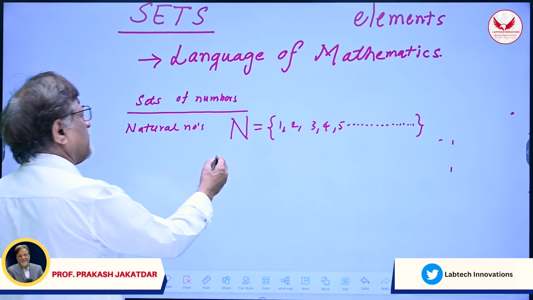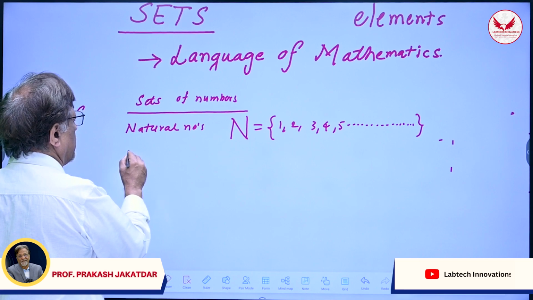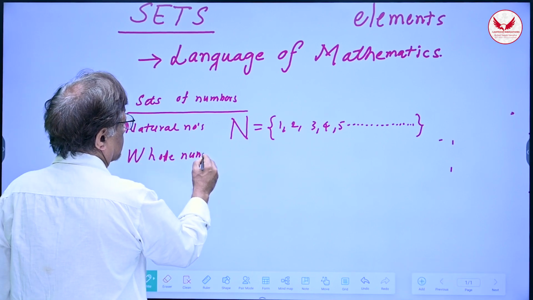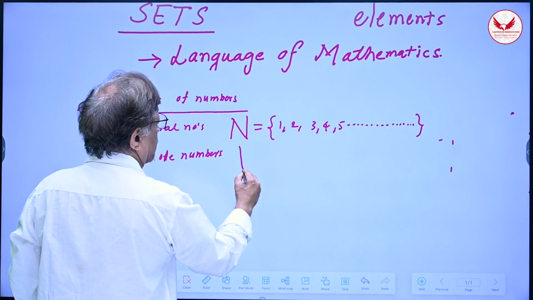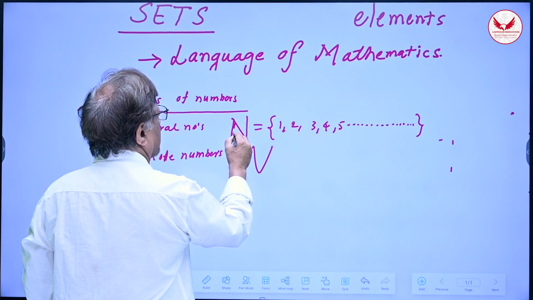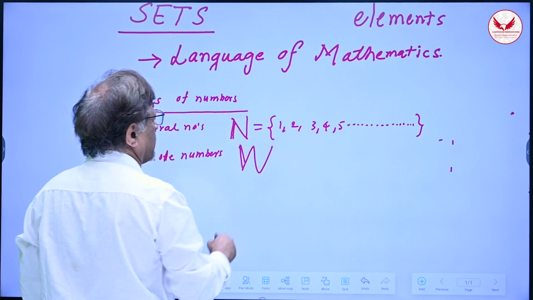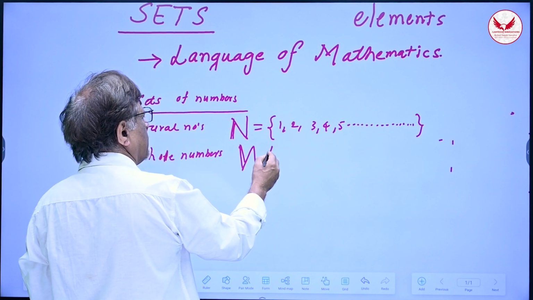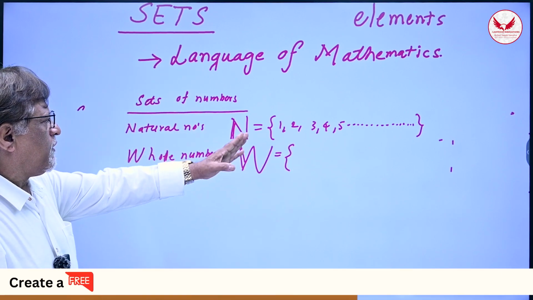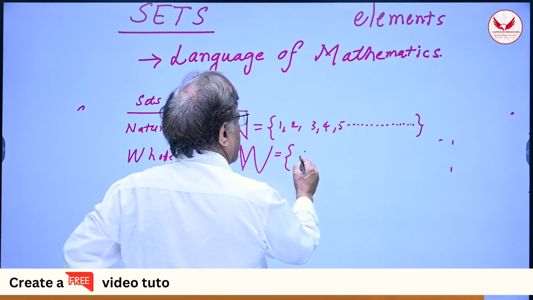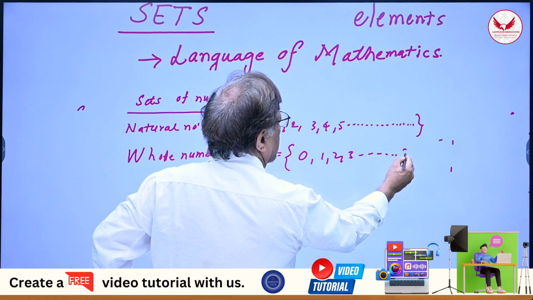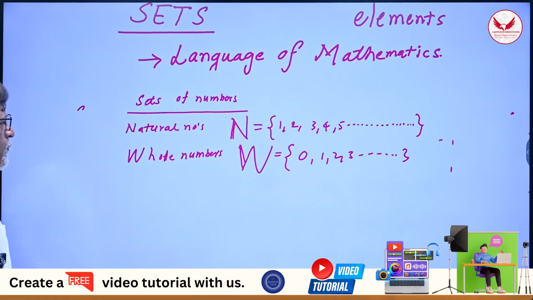Okay, now the next set is the set of whole numbers. Whole numbers are indicated by W, and generally the sets of numbers have this double line. You may follow it or you may not follow it, but this is how the world convention works, right? This set contains just one extra element compared to the set of natural numbers, and that extra element is 0. So 0, 1, 2, 3, etc. This is called the set of whole numbers.